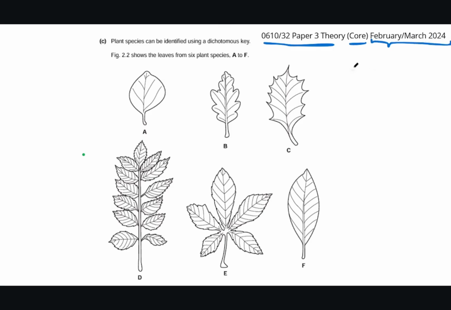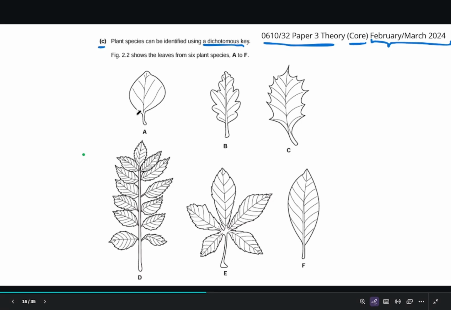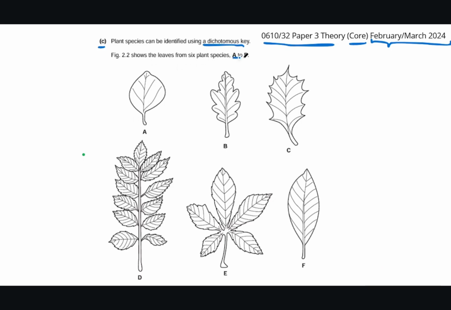So let's see exactly what type of questions the examiner loves to test over here using a dichotomous key. All right, let's get started. So again, this is a part of some question. So it's the part C of some question over here. And it says that plant species can be identified using a dichotomous key. And figure 2.2, which is over here, shows the leaves from 6 plant species A to F.